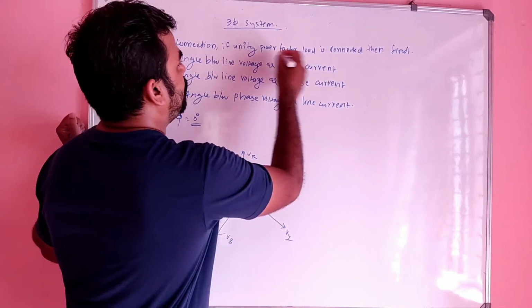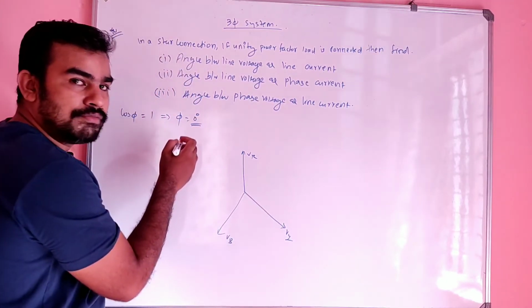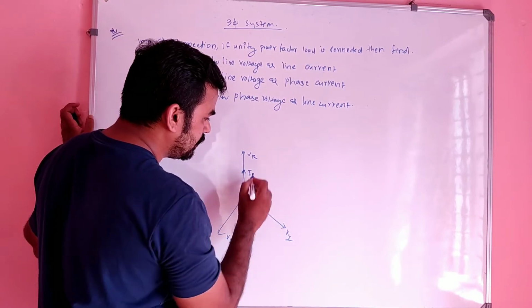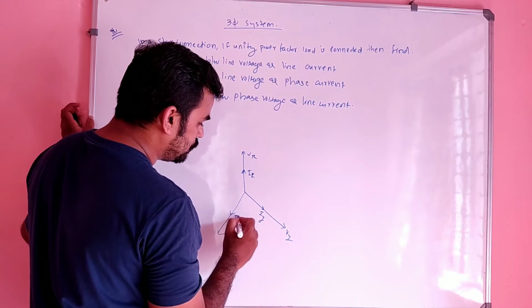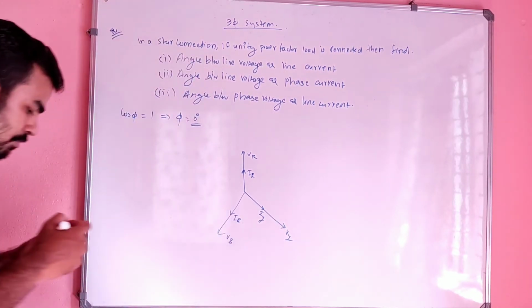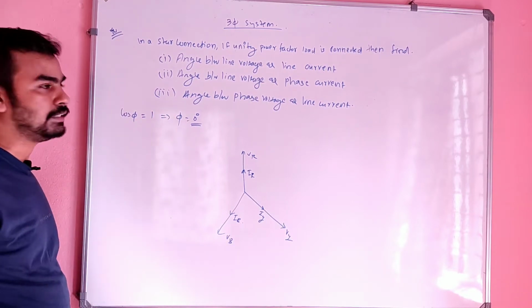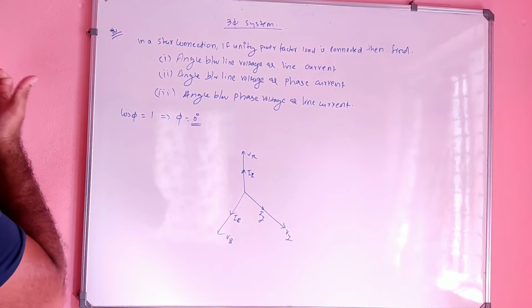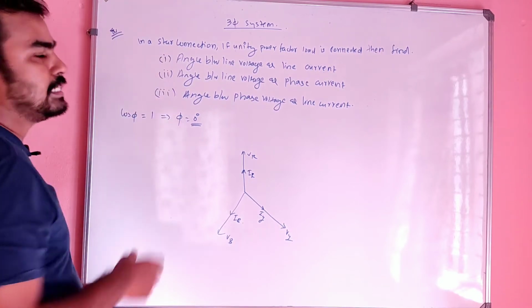Unity power factor load means that the phase angle is zero, right? Phase angle zero means this is the position of IR, this is the position of IY and this is the position of IB. That is the meaning of phase angle zero or unity power factor. Load is connected, then find the angle between line voltage and line current. It's a star connected system, no?